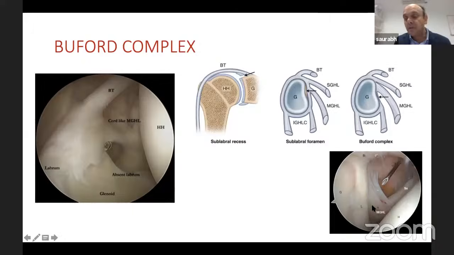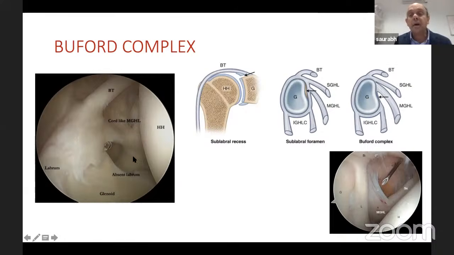So now, remember this picture which I showed you in the previous slide. That's your normal labrum. That's the middle glenohumeral ligament, which is like a little curtain in front of the subscap. Now, compare this picture to this picture. If the labrum was to be absent, the top 30%, and this ligament was to become very thick, which is what this picture shows: absent labrum, top 30%, and this middle glenohumeral ligament has become very thick, like a cord, like a thick cord, as you can see here.